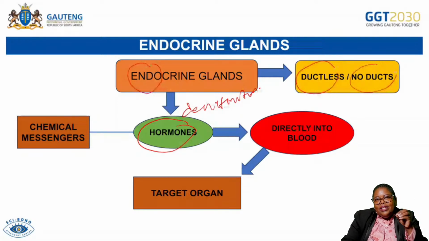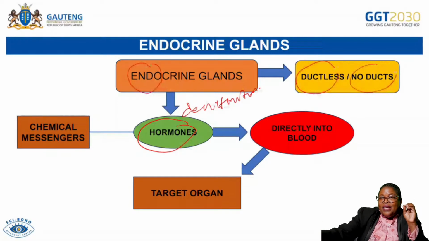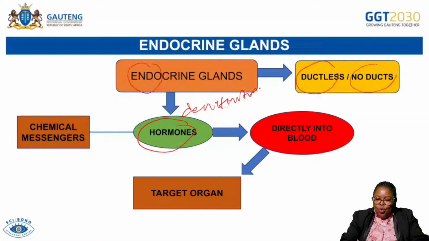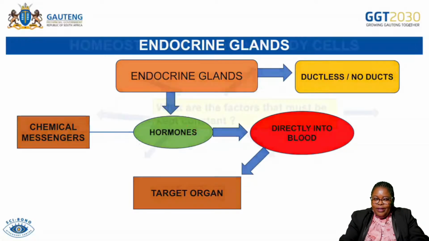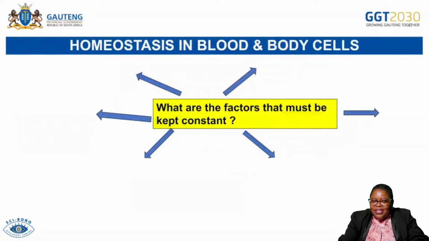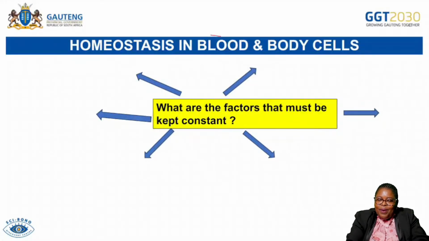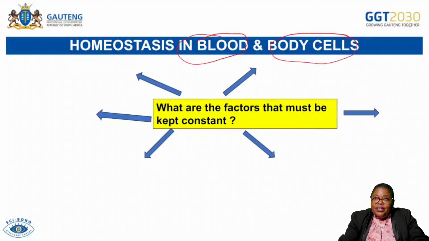So they secrete the hormones directly into the bloodstream. And I've mentioned that they are secreted elsewhere, but they are going to be targeting specific organs. So hormones are secreted directly into the blood, but where to? To the target organs. Okay? Now, what are the factors that must be kept constant? Remember, we're talking about homeostasis in plants, in the blood, and also in our body cells. So there are factors that must be kept constant all the time.